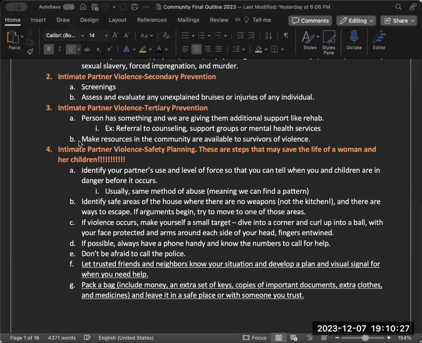Because remember, secondary means that this might be starting somewhere. They might be starting to have it, but it's not at its peak. Whereas with tertiary, they have or are going through whatever the thing is. In this case, it's intimate partner violence, and now it's at the extreme, and we want to do whatever we can to help them through this traumatic experience. That would be counseling, support groups, and mental health services, or making resources in the community readily available for survivors.